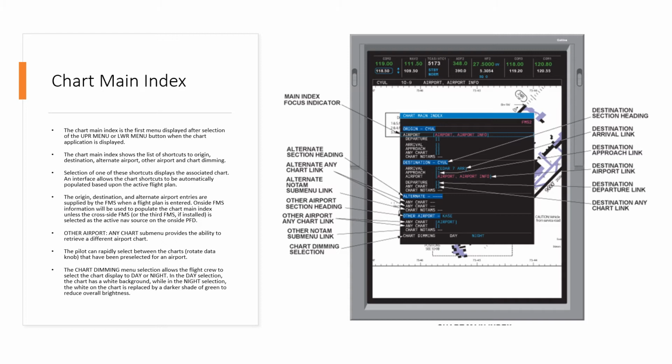Other airport or any chart submenu provides the ability to retrieve a different airport chart. The pilot can rapidly select between charts that have been pre-selected for an airport using the rotate data knob. The chart dimming menu selection allows the flight crew to select the chart display to day or night. In the day section, the chart has a white background, like it's shown in this picture, while in the night selection, the chart is replaced by a darker shade of green to reduce the overall brightness.